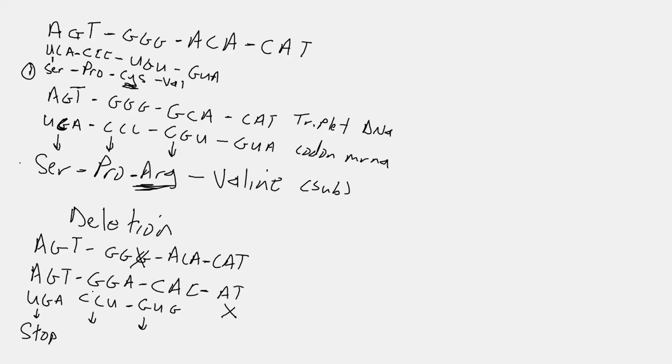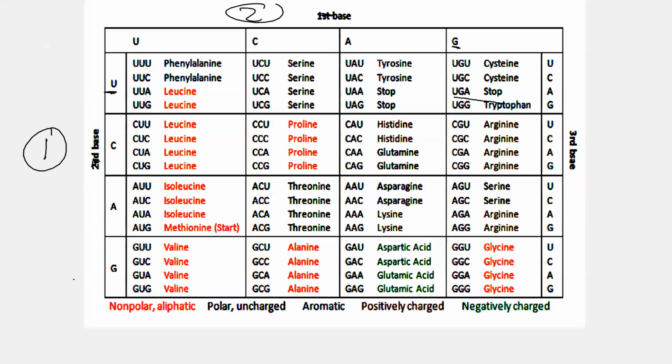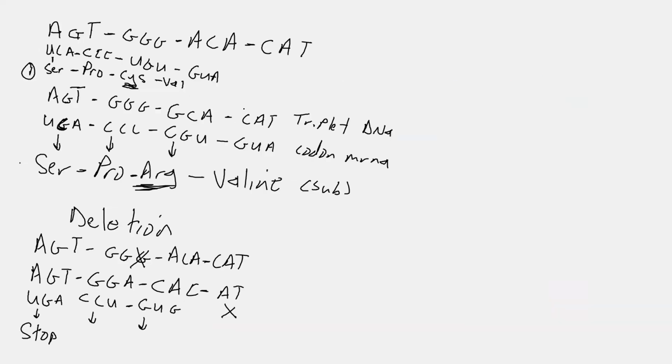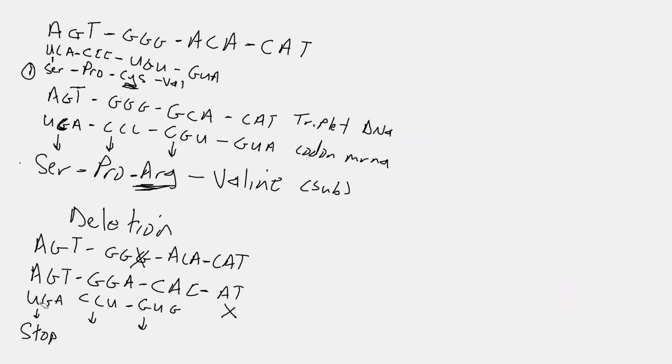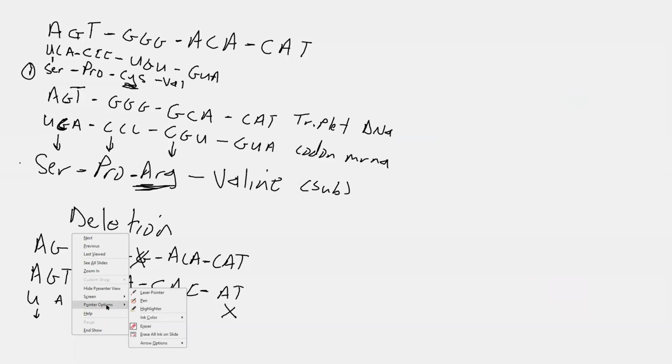Oh, sorry, it should be UCA, isn't it? It should be UCA. We had changed it to... Right, we had changed the UCA. So that should be serine, right? Sorry, that should be serine, my apologies. We had changed that one. So that should give us UCA, which gives us serine here.